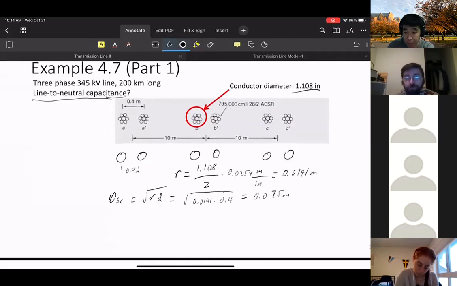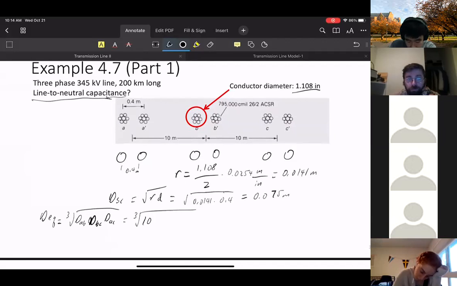Then the equivalent distance between all three of them is the cube root of DAB, DBC, DAC. This is the cube root of 10 times 10 times 20. Important: it's not 10 times 10 times 10. The distance from A to B is 10, B to C is 10, but from A to C is 20. When you take the geometric mean, be careful that you don't have all the same numbers under the cube root. This is a common mistake: you think everything's symmetrical, so it's all 10. That's not the case. The distances are 10, 10, 20. Doing this calculation gives 12.6 meters.